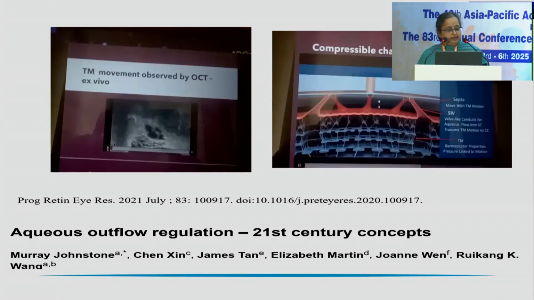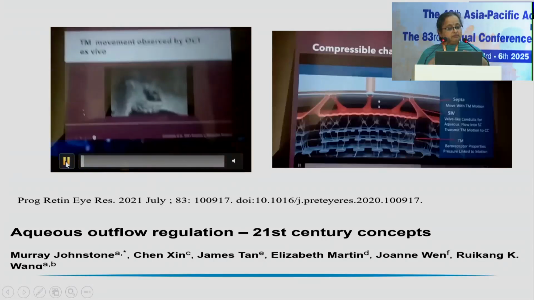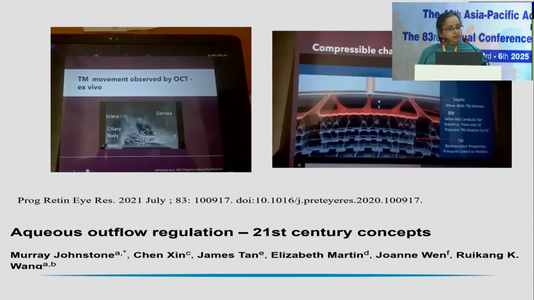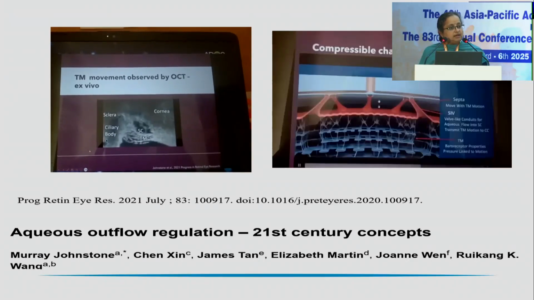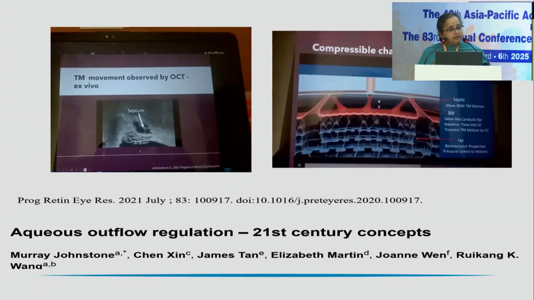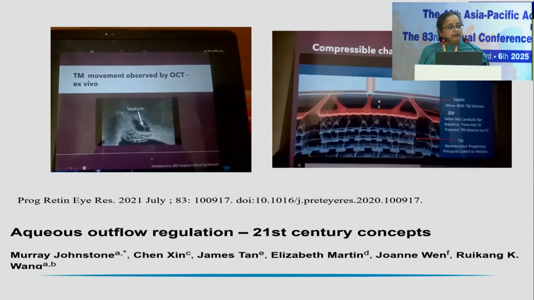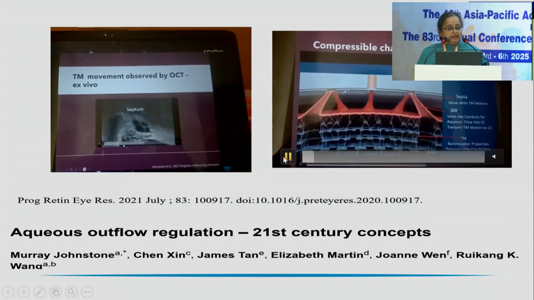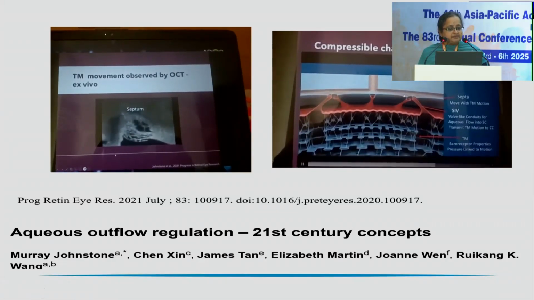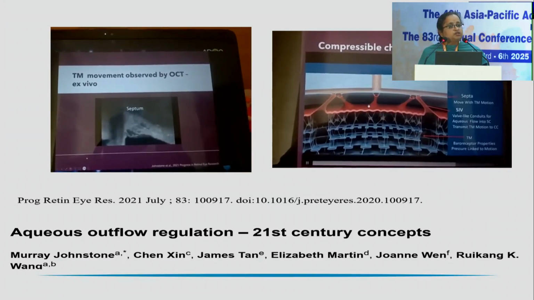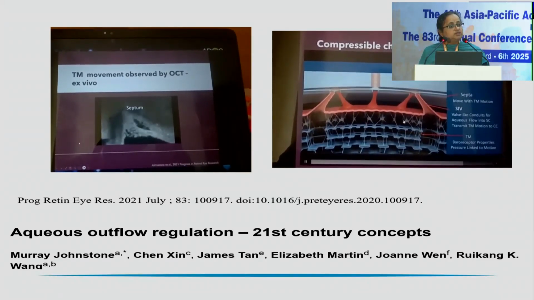This was a very interesting paper in 2021, which showed that there are channels or processes that come in between the trabecular meshwork beams, projections that come up from the beams. They can be seen only when the TM is contracting. This is the diagrammatic representation. These are compressible chambers and valves, as they call them. The presence of these valves ensures the unidirectional flow of aqueous towards the Schlemm's canal.